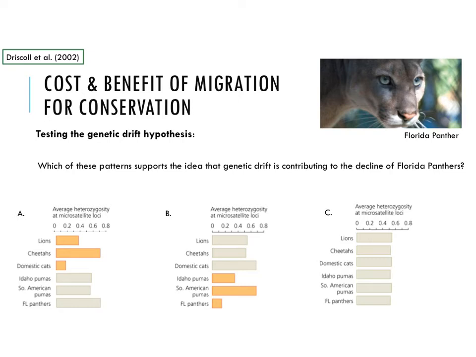All right, good luck. So if genetic drift was happening, we would expect to see very low heterozygosity for the Florida Panthers, because of all these populations, they are the smallest. So it would be B. So hopefully you got that. That's kind of a bit of a review of the last unit.